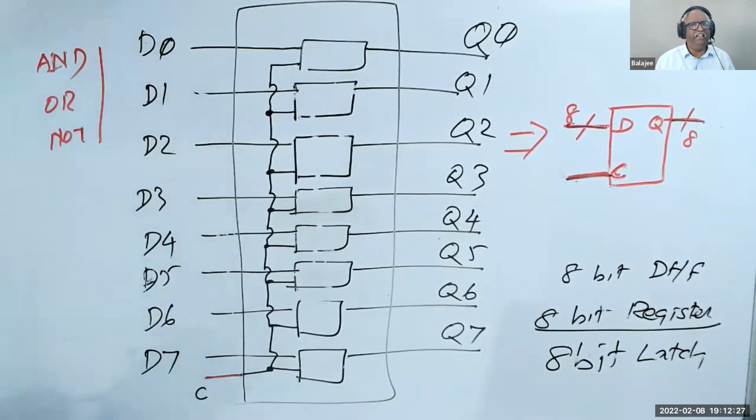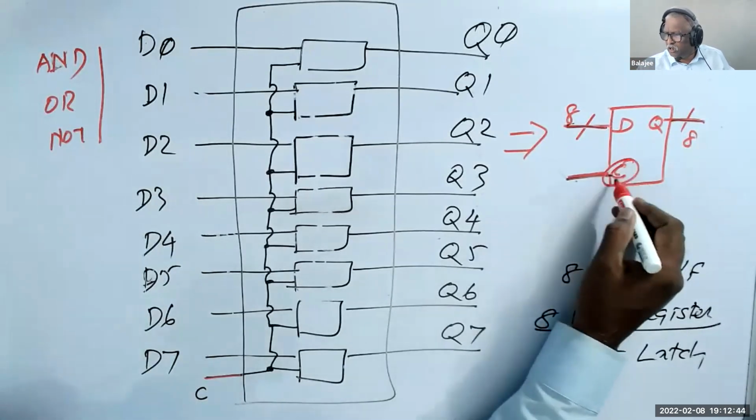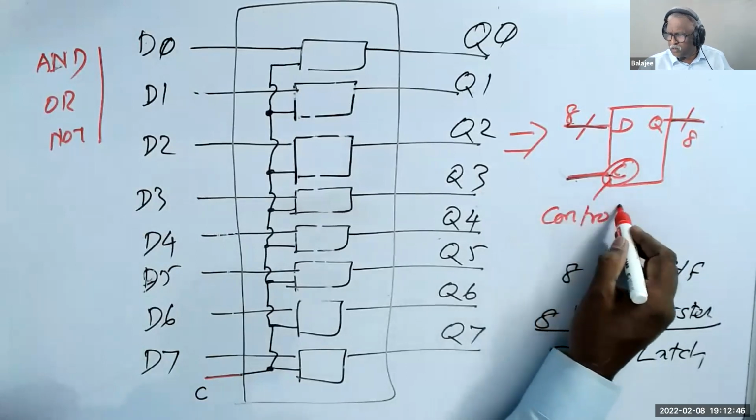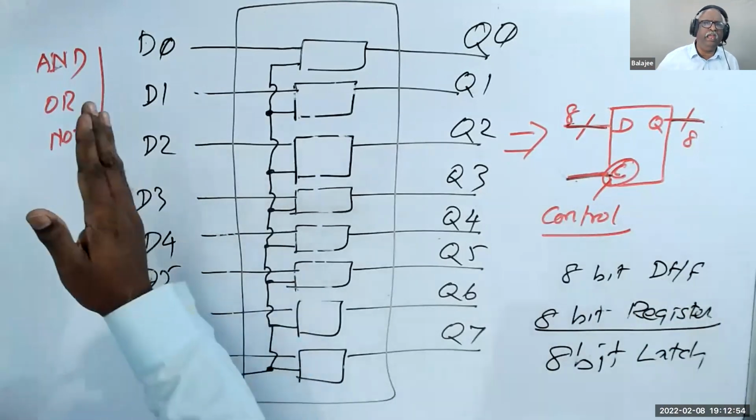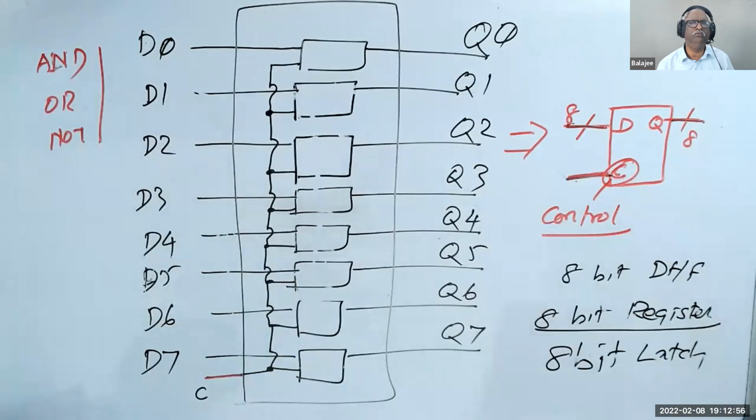Like we have addition, subtraction, multiplication, only the 3 logics. This is not called clock. This is called control. We don't call this a clock signal. We call this C, which is called control. Please understand, the C is not called clock. And that's why we call it an 8-bit latch. All the 8 are going out. No, we don't use them.